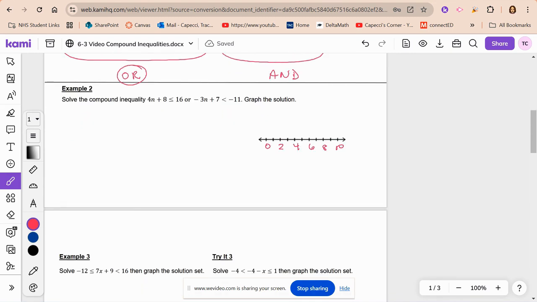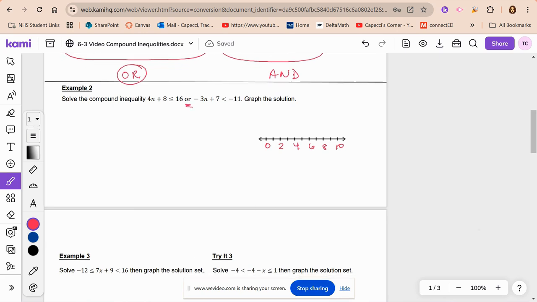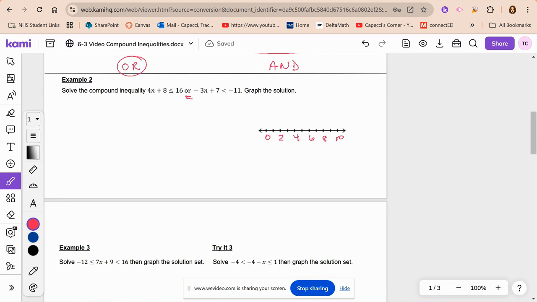All right, let's look at our next one. Solve the compound inequality. When we see the word or, we're basically just going to solve these inequalities separately, and then we're going to see what happens when we're all done. We're going to put the word or between. In the first one, I'm going to subtract 8 from both sides. So I have 4n is less than or equal to 8. Divide both sides by 4. So n is less than or equal to 2. I'm going to use that word or, and I'm going to come back to that.